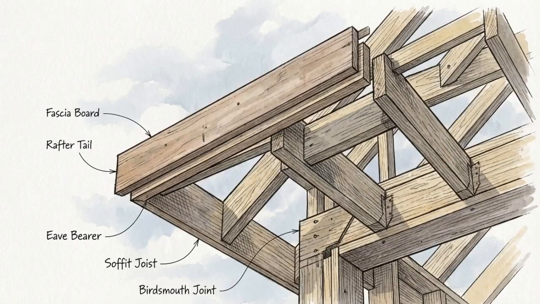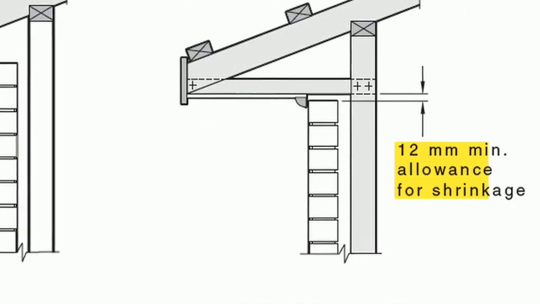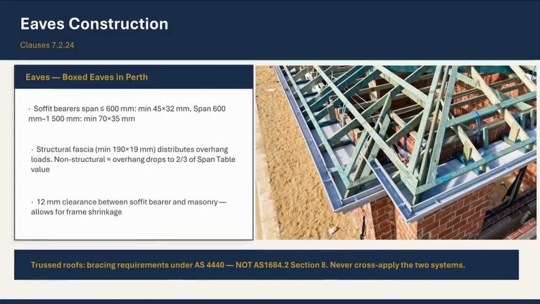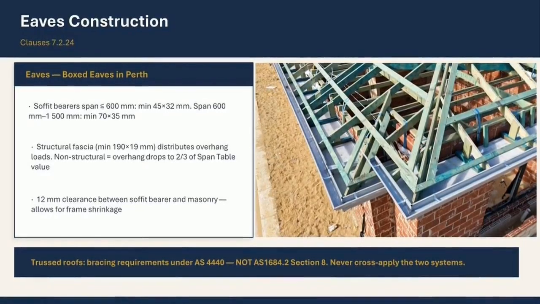On the exterior, eaves require specific construction techniques to manage overhang loads and frame movement. This diagram illustrates standard boxed eaves construction. Structural fascias are used here to distribute forces acting on the overhang. Note the 12 millimeter clearance requirement between the soffit bearer and masonry wall. This allowance is mandatory to accommodate frame shrinkage without damaging the exterior. This overhead view shows a correctly framed eave system where clearances and structural fascias have been properly implemented.